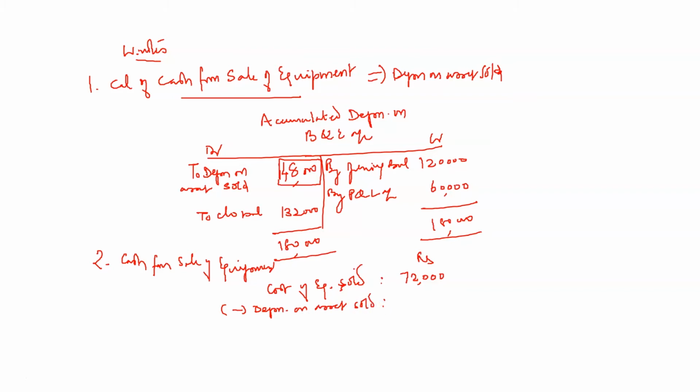So you must try to understand the difference between two depreciations here. This is annual depreciation of all assets, whereas here it is depreciation on assets sold. That is the difference. Using this information, we have to calculate depreciation on assets sold. So it is 48,000. So the balance should be 24,000. This 24,000 is the book value of equipment sold.